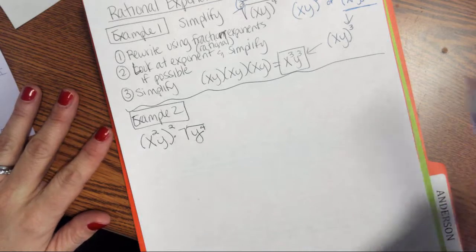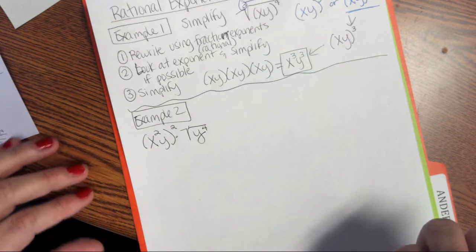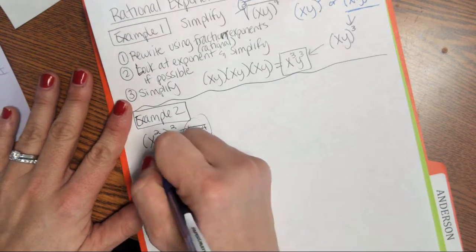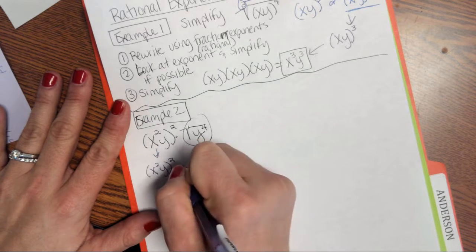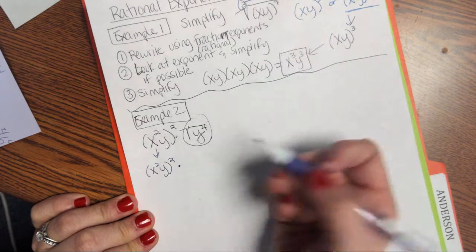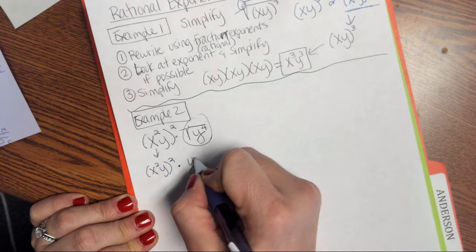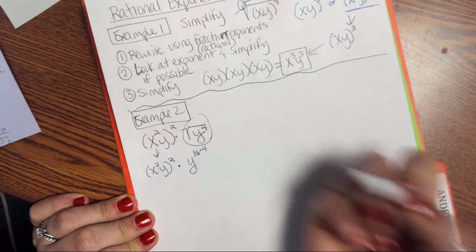All right, so we could simplify this and simplify this, two separate things, but I'm going to go ahead and simplify this first. So I'm just going to drop this down. And then we're going to rewrite this as a fraction like we did above. So the square root means it's going to be y to the 1/2 power times 4.